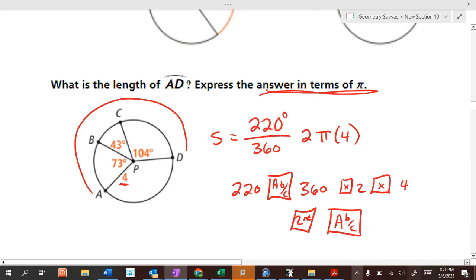What's your improper fraction now? So your answer you type into the computer is 44 pi over 9. Okay, 44 pi over 9. Because that's what that crazy decimal is as a fraction, because you must have had 4 and 8/9 or whatever.